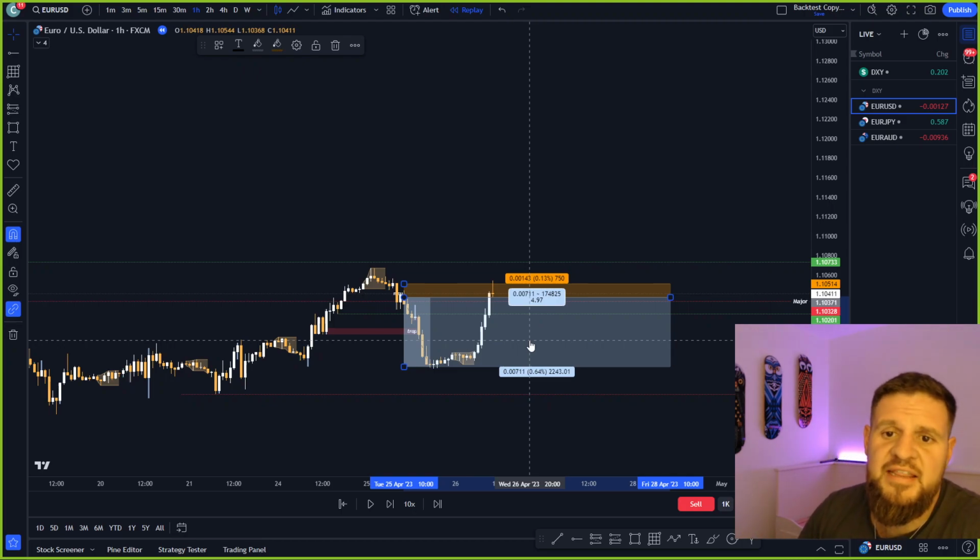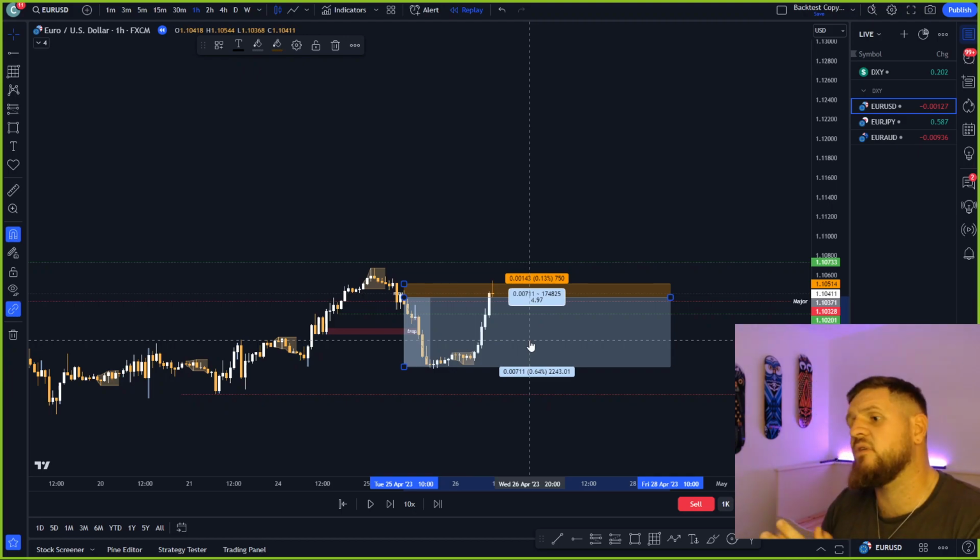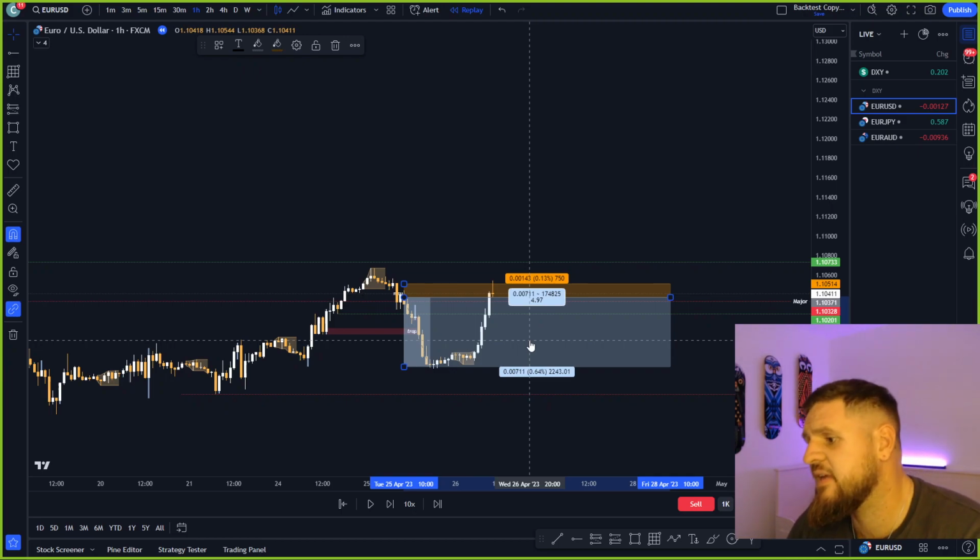That's a really, really good day. 2.25R, so at 0.5%, that's 1% out of the marketplace, or if you're trading at 1% per trade, that's 2.2% out of the market. We can't really complain at that. That's a really, really good day.